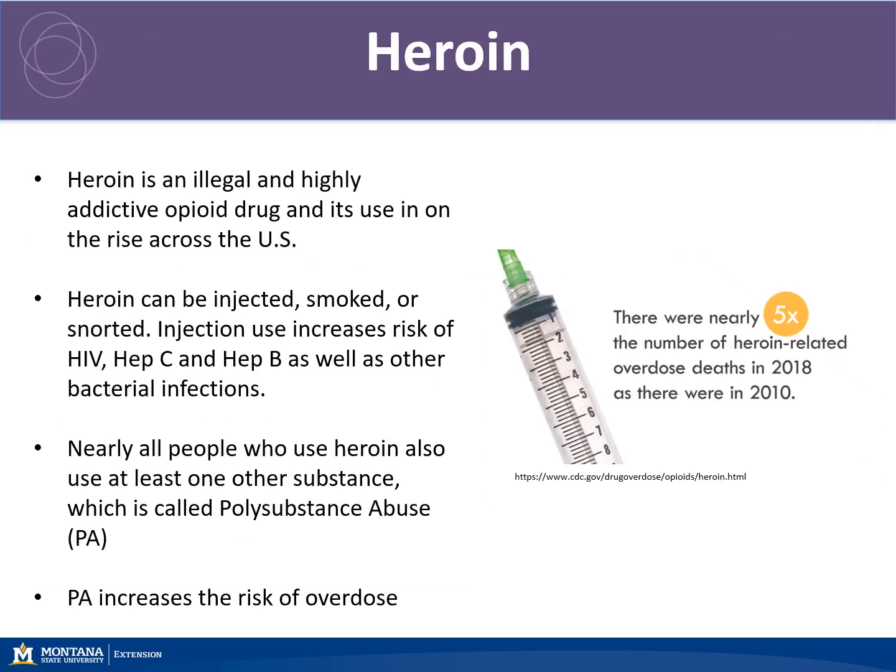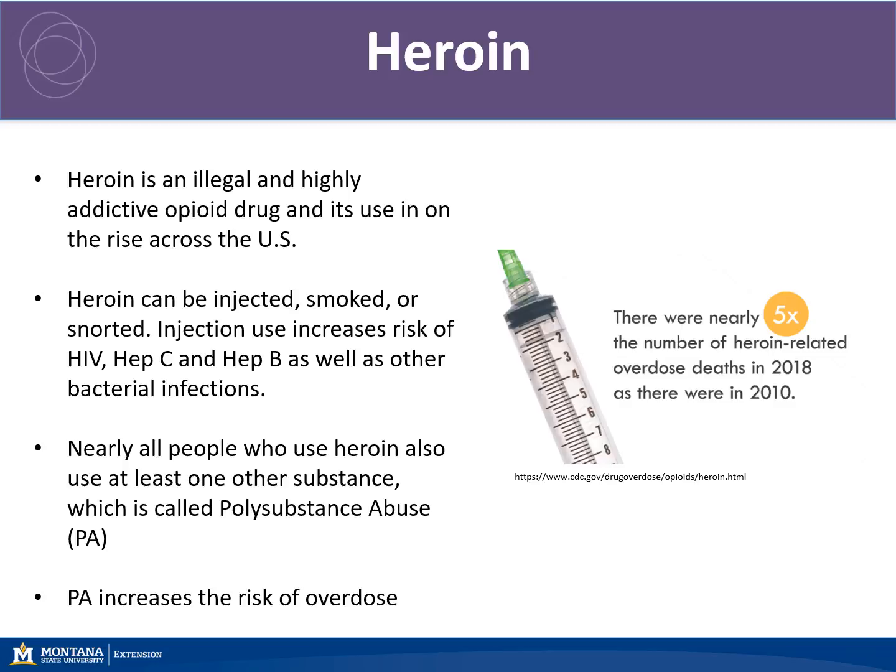Heroin is a semi-synthetic opioid. It is both illegal and highly addictive. Its use has increased across the United States among men and women, most age groups, and all income levels. Not only are people using heroin, they are also using multiple other substances, including cocaine and prescription opioids. According to the CDC, nearly all people who use heroin also use at least one other drug. This practice is referred to as polysubstance abuse and is especially dangerous because it increases the risk of overdose.